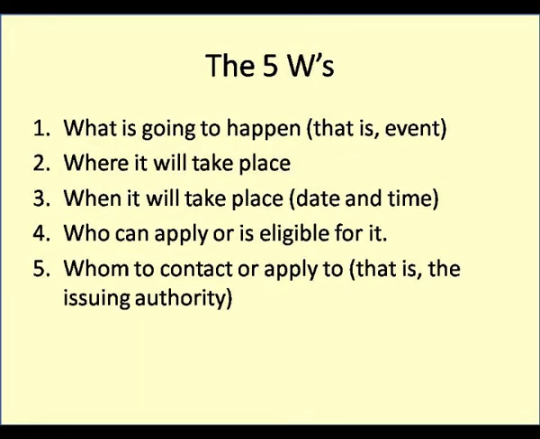Remember the 5 W's, given event wise and sequence wise. What is going to happen? First the event, where that event will take place, when, at what date and time, who can apply or is eligible for it, and whom to contact or apply to. That is the issuing authority. The issuing authority can be different, or the person to contact can be different, like you have to submit the name to the class teacher, to the activity in charge, or to the house captain. It's okay. It can happen.